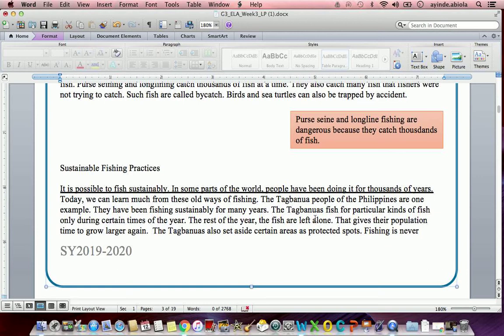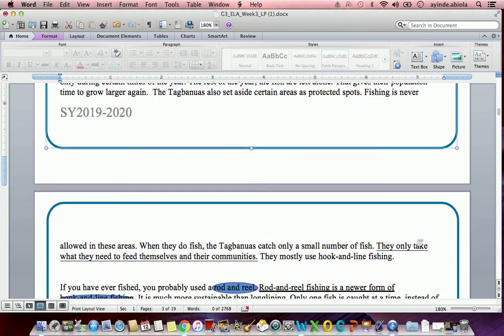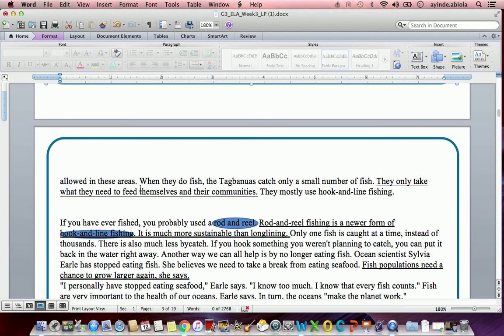The Tagbanuas fish for particular kinds of fish only during certain times of the year. The rest of the year, the fish are left alone. That gives their population time to grow larger again. The Tagbanuas also set aside certain areas as protected spots. Fishing is never allowed in these areas.